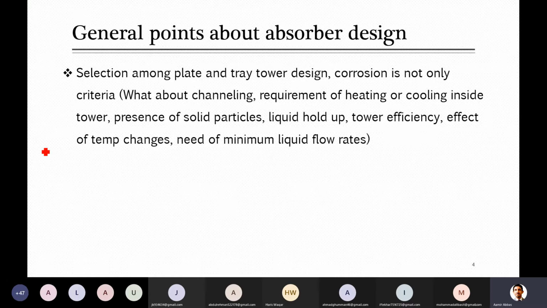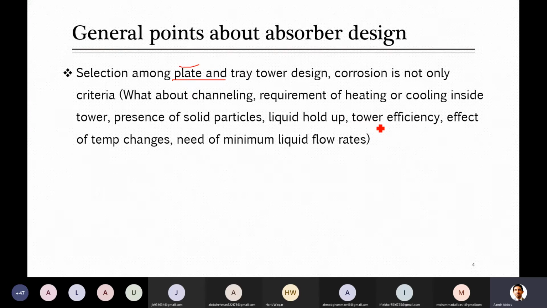Liquid hold up, already Abdurrahman told you that it is way better and easier in the tray tower, so you can hold it. By the way, there is some mistake here. I wrote selection among plate and tray tower, but sorry guys, it is packed and tray tower, because we are just comparing packed and tray. Okay, and then there is tower efficiency.